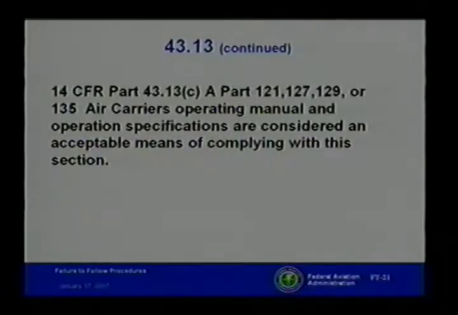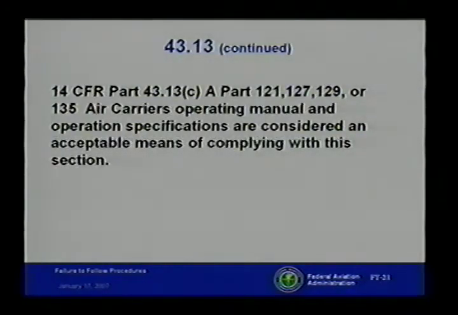How are you going to return an aircraft to its original or properly altered condition if you don't have calibrated tools in order to do that? So this is a regulation that will guide you right back to that. Part C is one for 121, 127, 129, or 135. These are air carriers' operating manual and operation specifications, and these are considered an acceptable means of complying with this section.